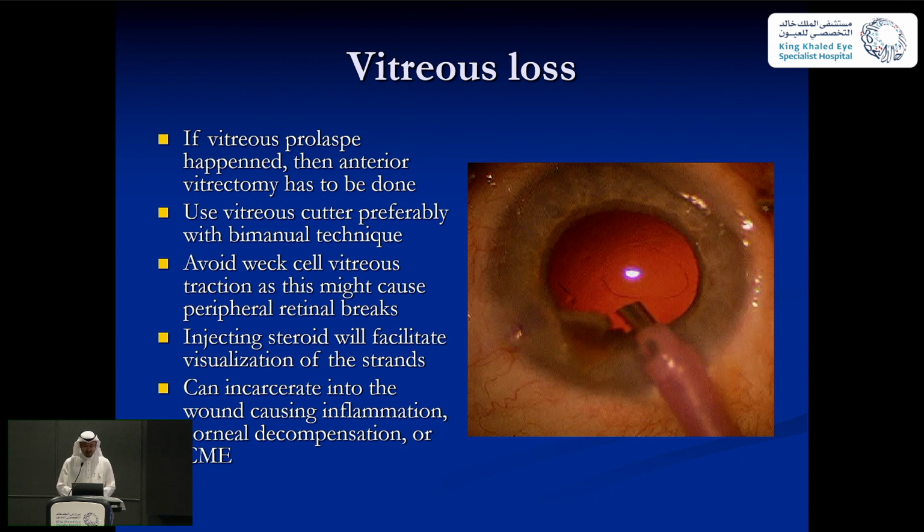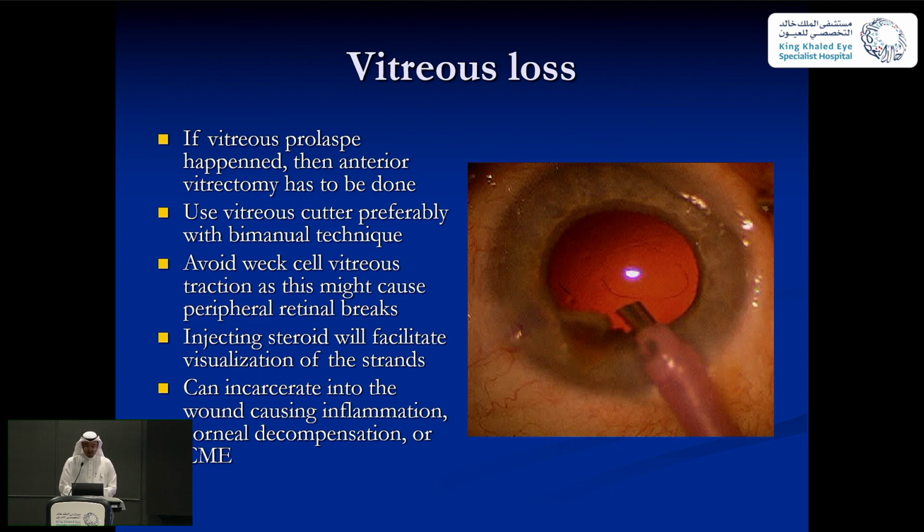Avoid wick vitreous traction. Sometimes we put a wick and then pull it and cut. Put a wick, pull it and cut. So this might seem plausible, but this has a disadvantage of having retinal traction. So this vitreous is connected to the vitreous base. And whenever you are pulling it, you are pulling on the vitreous base, and the vitreous base is connected to the retina, and this can cause a break. Okay, and you don't want this to happen.